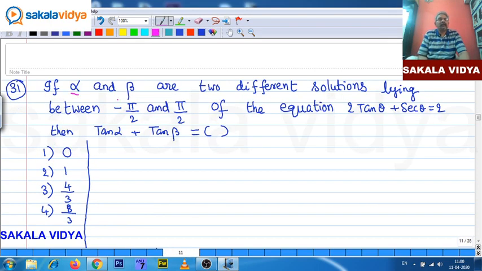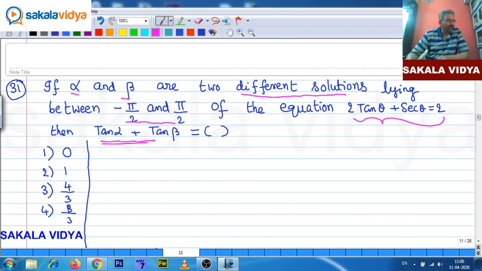Alpha, beta are the two different solutions lying between minus pi by 2 and pi by 2 of the equation 2 tan theta plus sec theta is equal to 2. Then we need to evaluate tan alpha plus tan beta. Okay. So thank you one and all.